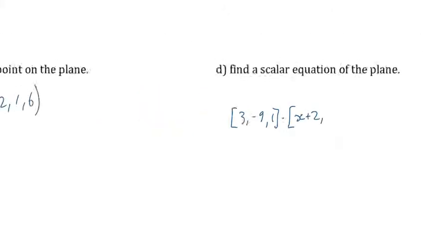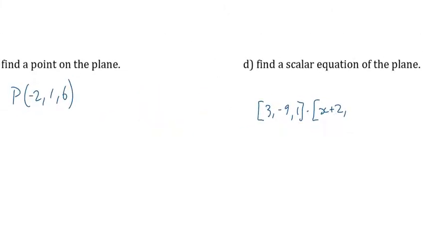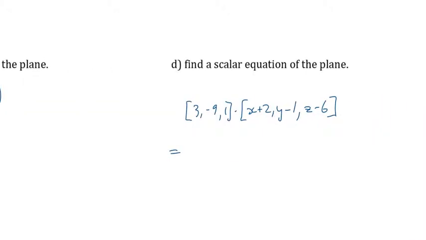So this is 3x plus 6 minus 9y plus 9 plus z minus 6 equals 0. Six minus 6 equals 9.